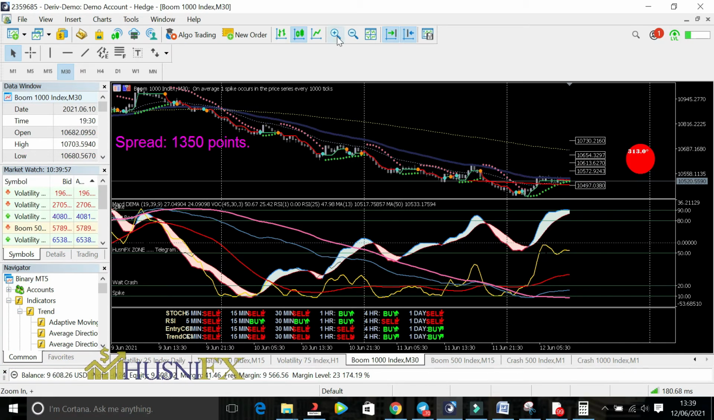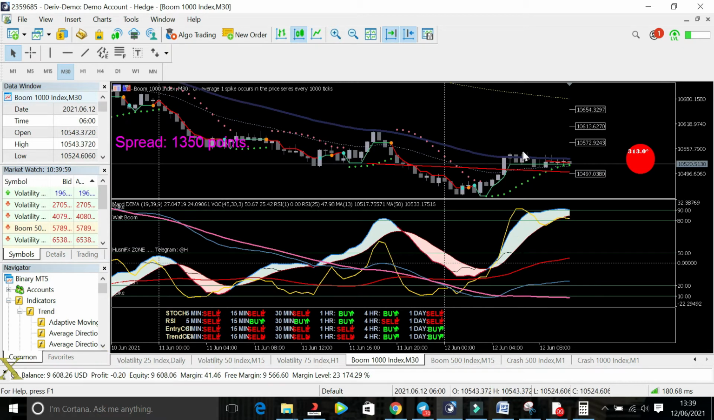So I have an opportunity to find a selling signal when this yellow reaches level 90. Look at here.